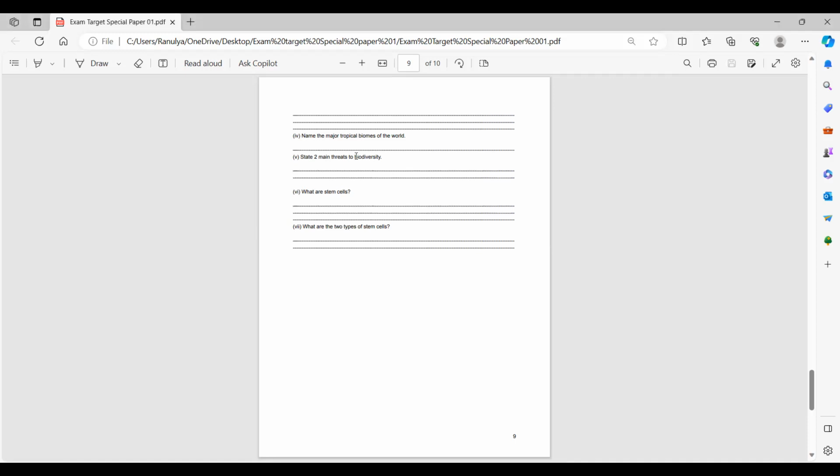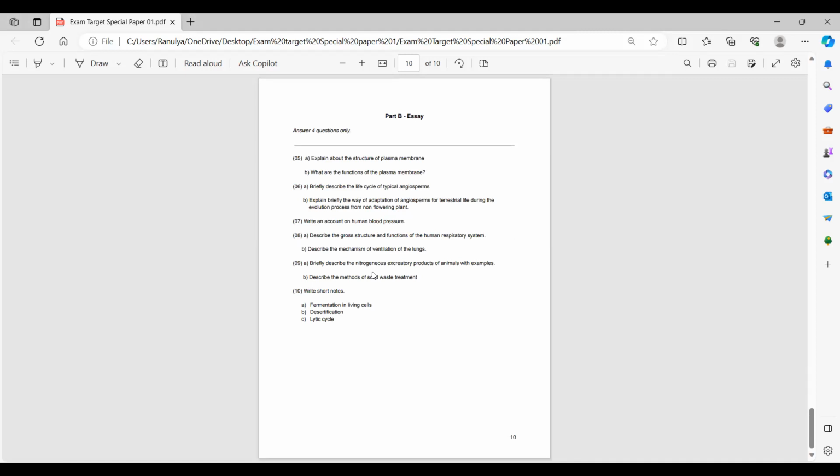Right? Can you see the paper? Can you see the paper? Essay paper. No. Yes. Okay.